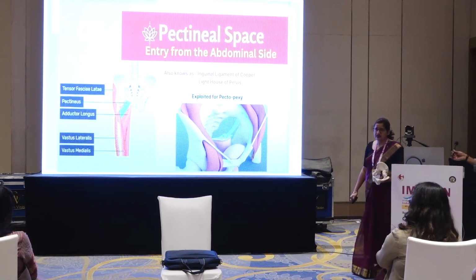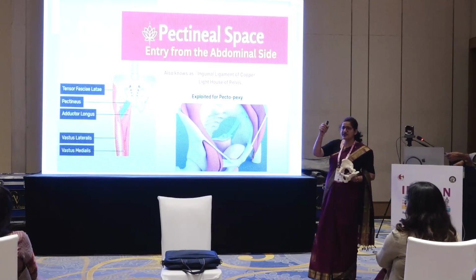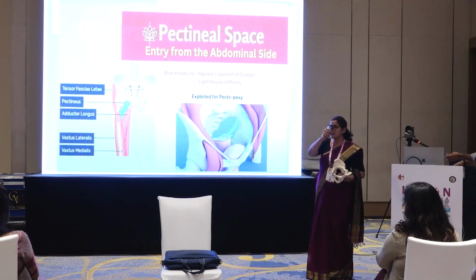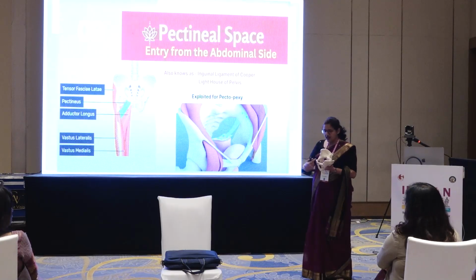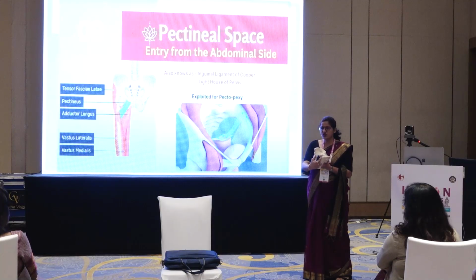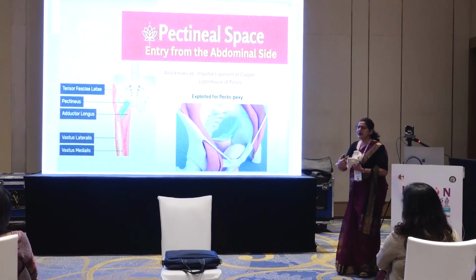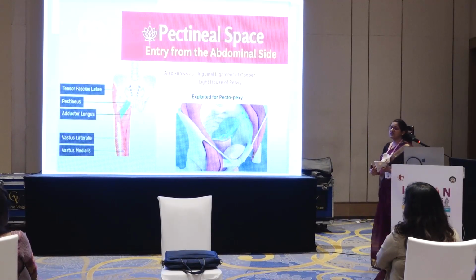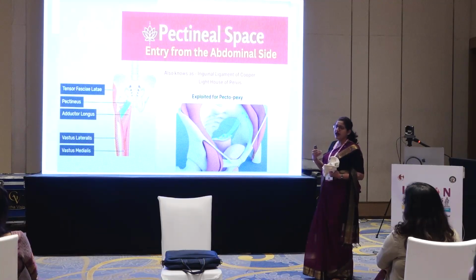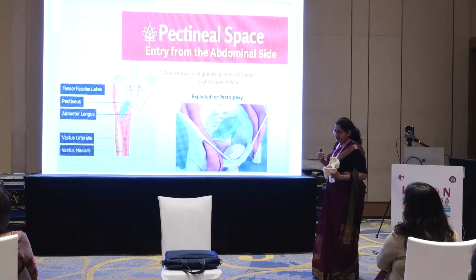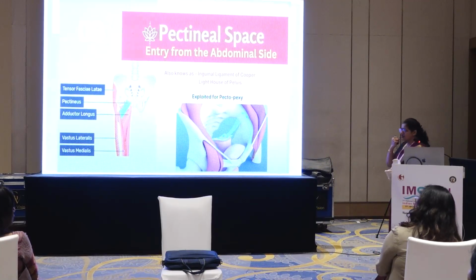This is the pectineal space. Now pectineal space is defined as a space, it includes the space of Retzius as well, a space which is formed by the Cooper ligament. Now we know that Cooper ligament goes from here to here, from the anterior superior iliac spine to the pubic symphysis. Now all this space is pectineal space, but the space which is relevant to us is just beside the external iliac. You don't have to go beyond the external iliac because that is the catch point, which you don't want to injure.